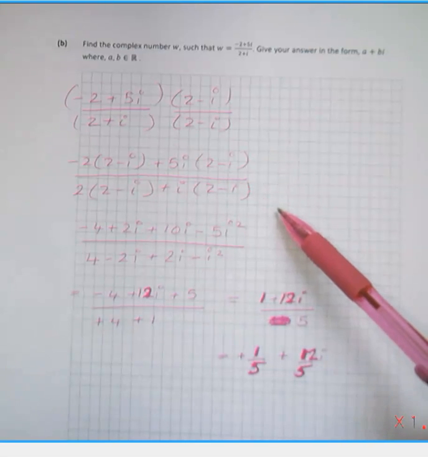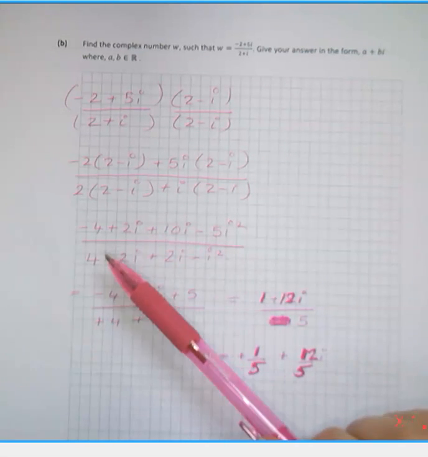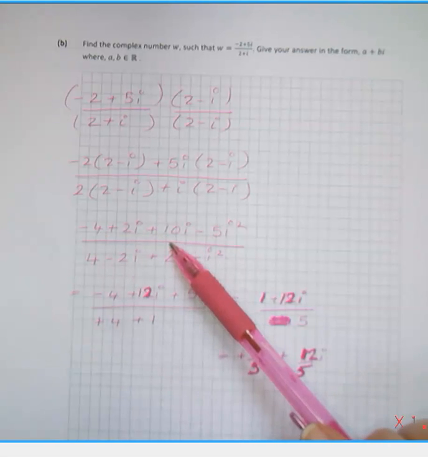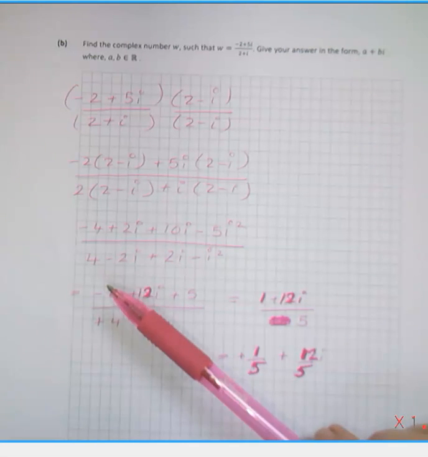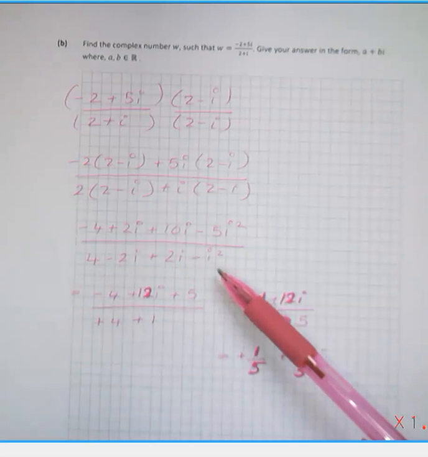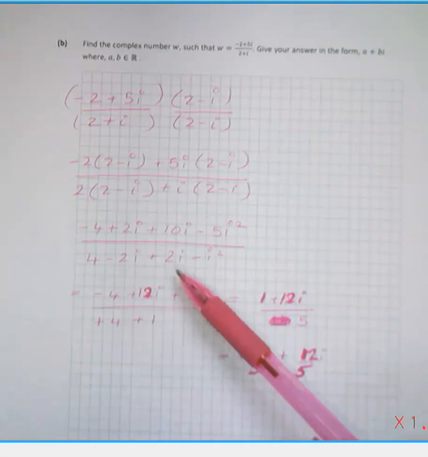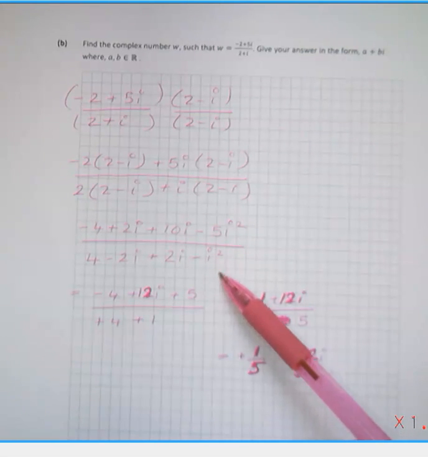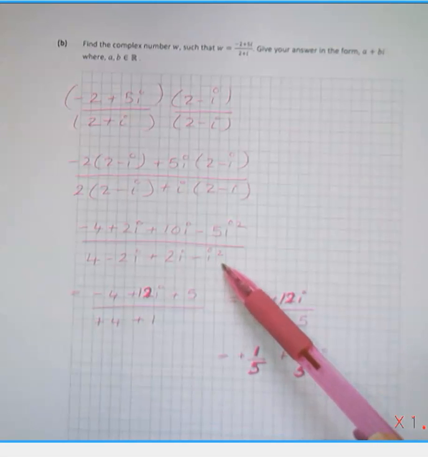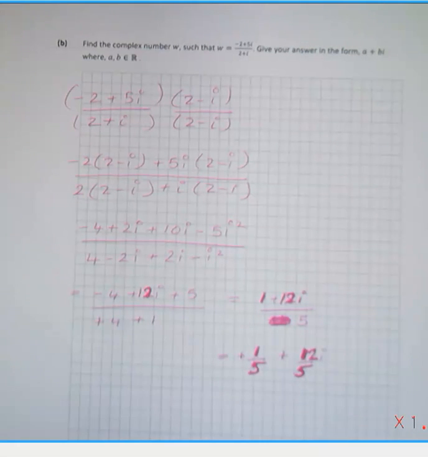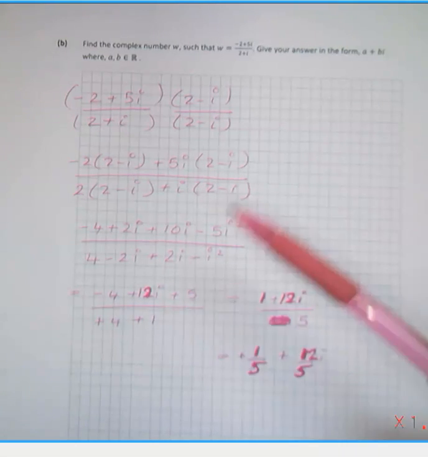So when you're multiplying it out, you get minus 4 plus 2i plus 10i minus 5i squared over 4 minus 2i plus 2i minus i squared. So what you should notice on the bottom, your i's cancel each other. So when you sub in whatever it is for your i squared, you should have no i values on the denominator, so you have no i values on the bottom.